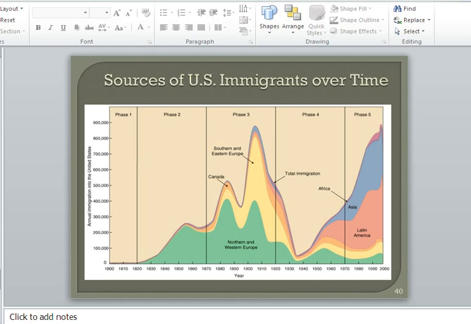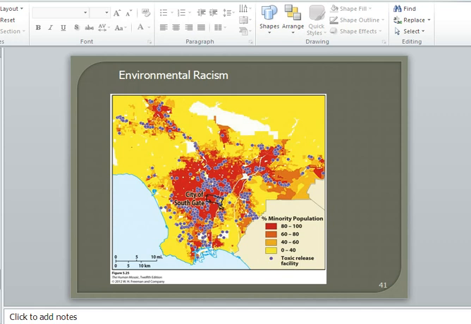So there's a nice graph that shows the overall peak of immigration into the U.S. over time, the different phases. And so we're probably really in phase six at this point. And the numbers of people are shown in the depth of the graph. So you can see this early immigration from North and Western Europe and the total immigration.